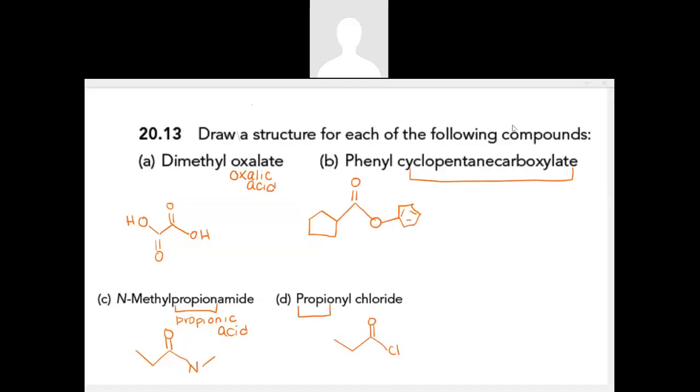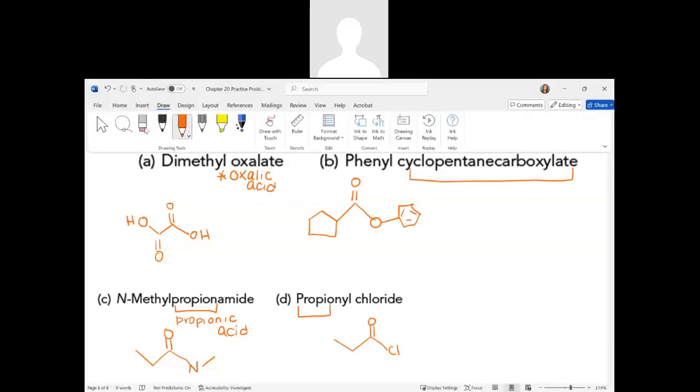For problem 13 in chapter 20, we're asked to draw a structure for each of the following compounds, A through D, whose names are given here. In our first compound, the name given is dimethyl oxalate. We should recognize that these are all carboxylic acid derivatives. As in a previous question, we always start with our carboxylic acid, or in this case, a dicarboxylic acid parent. What I see here is oxalic acid, which is the dicarboxylic acid shown below.